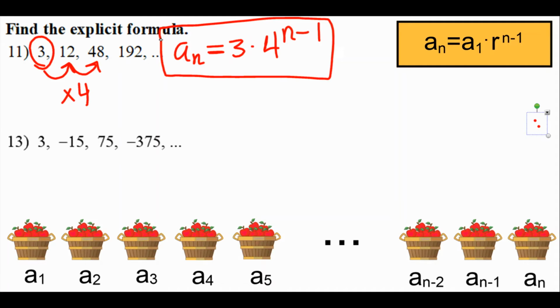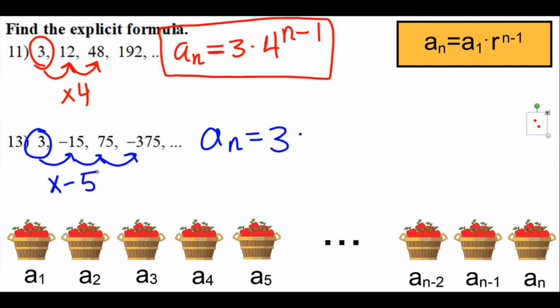So you look at the next one. I need to know A1, that's 3. So I'm going to have An equals 3 times. Now I need to know r. Looks like we're multiplying times -5 to get from 3 to -15. So let's put that in parentheses. So 3 times -5 to the n minus 1.